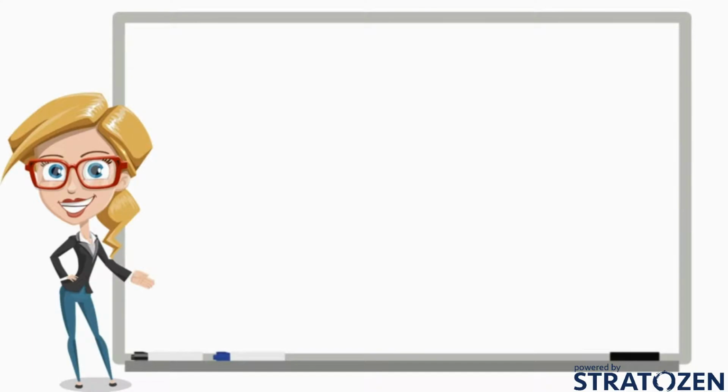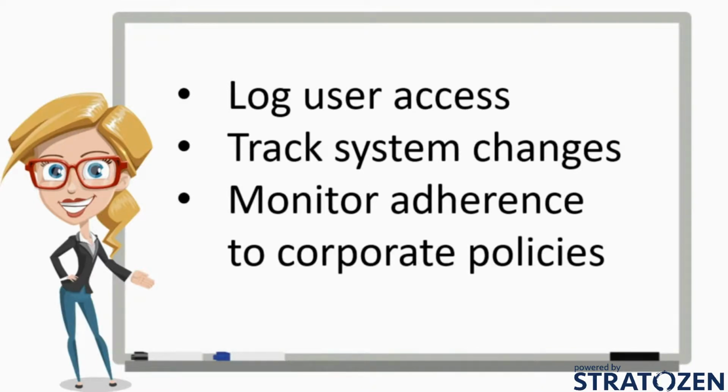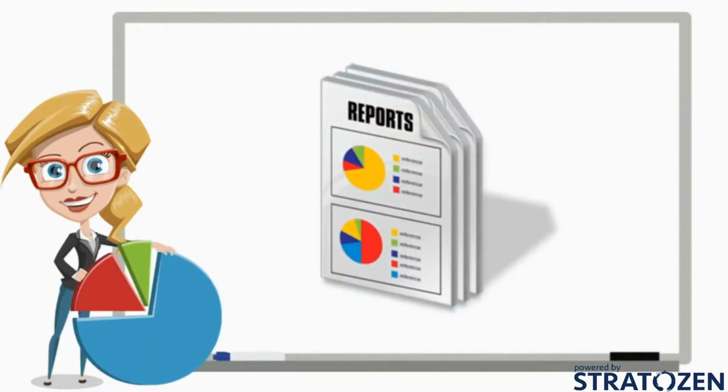The second main function of a SIEM is to provide logging and reporting for compliance purposes. For almost every compliance regulation, there are requirements to log user access, track system changes, and monitor adherence to corporate policies. A good SIEM solution makes these tasks much easier by collecting this data from all your systems. Then, when it's time for an audit or exam, you can simply generate the appropriate compliance reports and send them to the appropriate people. Of course, your SIEM must have the needed compliance functionality and reports built in to be effective, but many SIEM offerings don't.